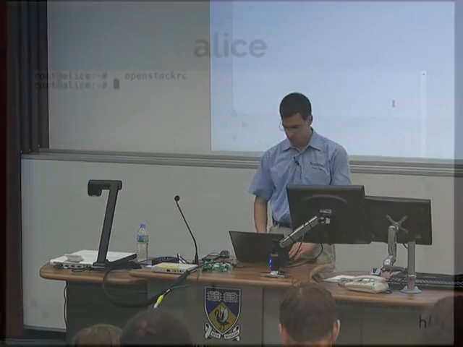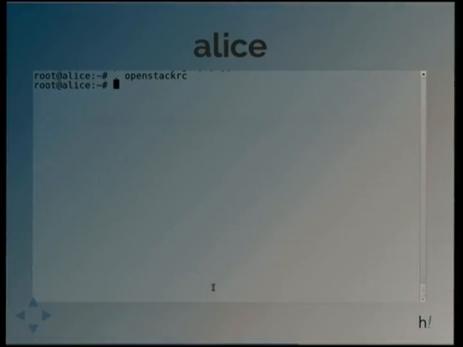So, for example, we could use Neutron to interact with our list of networks, which at this point is going to return an empty list, or so I hope.